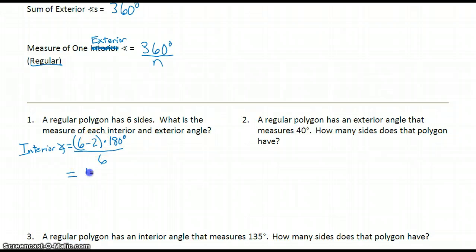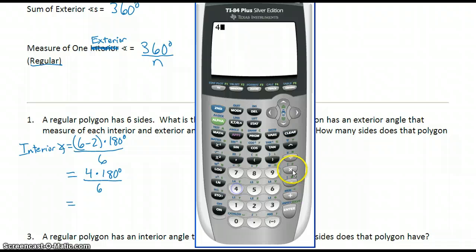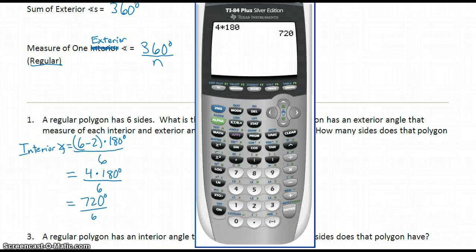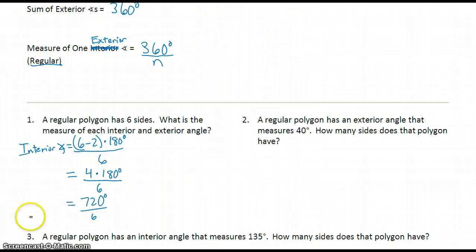6 minus 2 is 4. 4 times 180 is 720. And 720 divided by 6 is 120. So the measure of one interior angle is going to be 120 degrees.